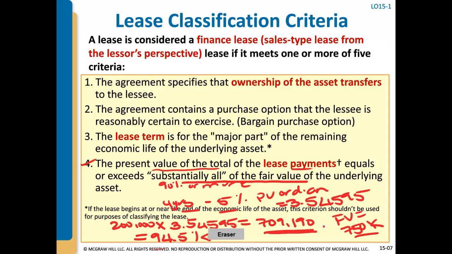If, however, let's just say the fair value of this asset was $1 million, then I would take 709,000 divided by 1 million, and that equals 70%. Then I did not meet criteria number 4. Again, if it meets criteria number 1, 2, or 3, it could still be considered a finance lease.